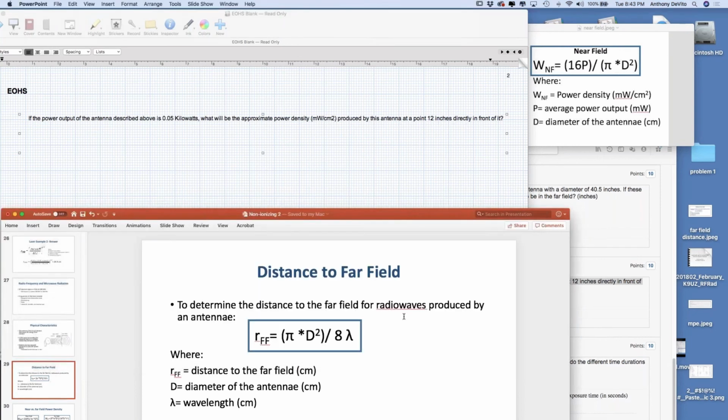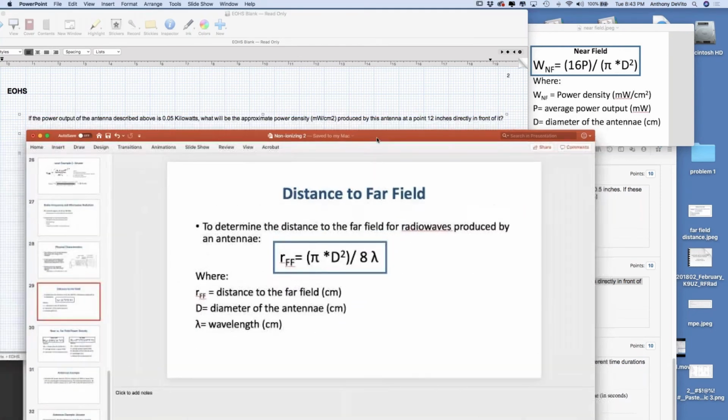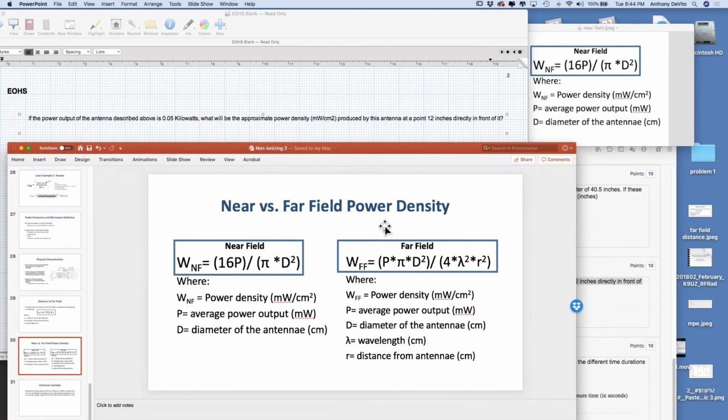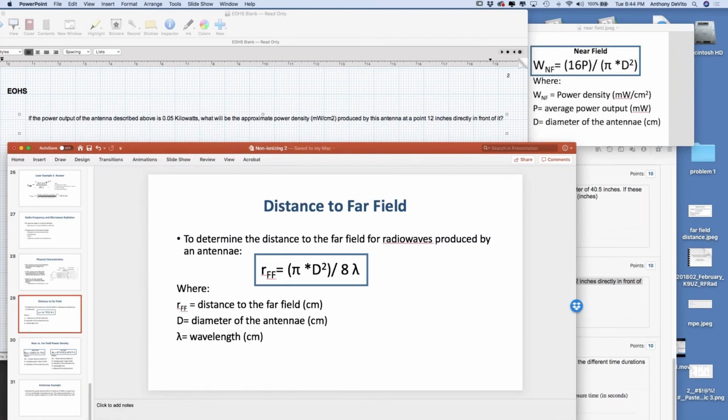Okay, so, as before, we talked about the near field and far field. We calculated the distance to the far field in the previous problem, and it turned out to be roughly 36 inches. So this 12 inches, we're in the near field. We're very close to this antenna.